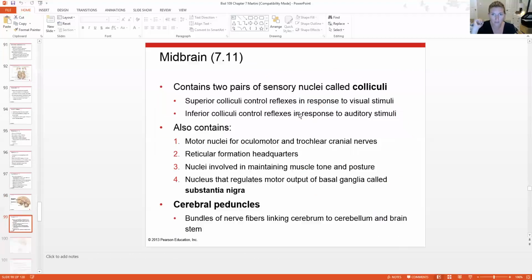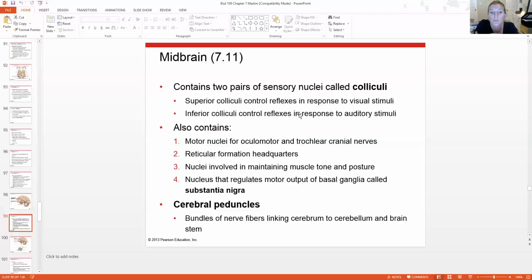There it is. Let's talk about the midbrain. The midbrain has two pairs of nuclei. Remember, nuclei is just a cluster of cell bodies. They're called colliculi. You have a superior colliculus and an inferior colliculus. The superior colliculus is controlling reflexes to visual stimuli. Boom, I'm coming at you. Oh, you're going to blink, right? That's the superior colliculus working. Inferior colliculi is auditory stimuli. You hear something over there, and you look at it all of a sudden. That is your inferior colliculi working.